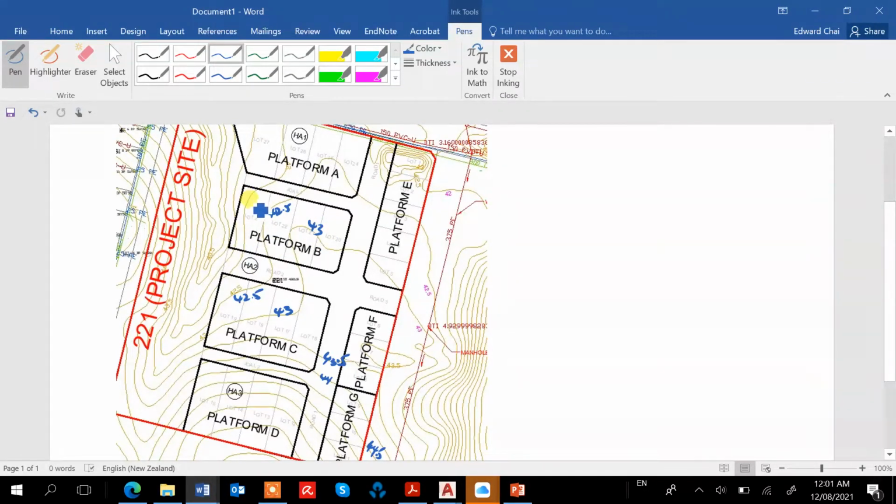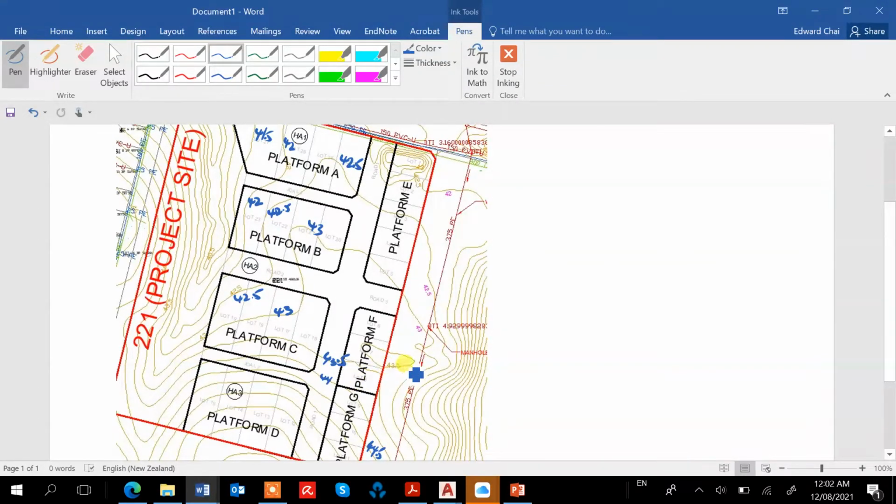43, and then this one will be 42. So going further down, this one is 42. This one will be 41.5, isn't it? This is 42.5. Okay.